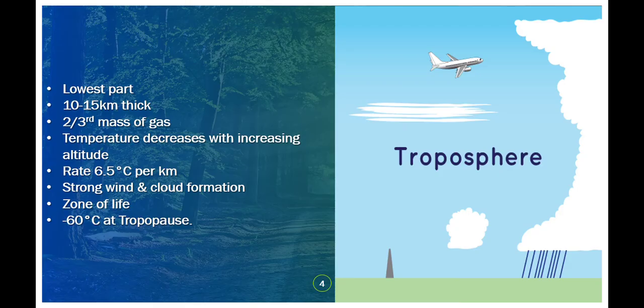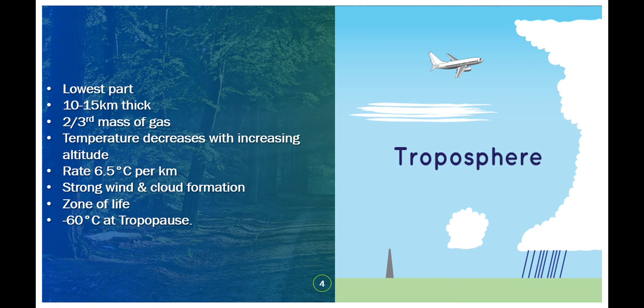Troposphere. It is the lowest part of the atmosphere. It is about 10 to 15 kilometers thick and contains approximately two-thirds of the mass of gas in the biosphere. The temperature in this zone decreases with altitude, at the rate of about 6.5 degrees Celsius per kilometer. It is the region of strong wind movements and cloud formation. Life is confined to this zone, so it is known as the zone of life.